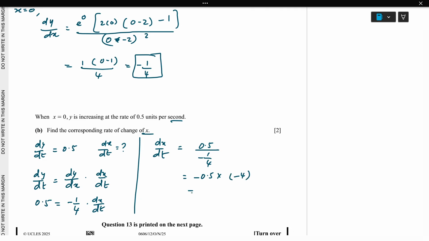Which is 0.5 times negative 4, which is going to be negative 2. So dx by dt equals negative 2. That's the final answer.